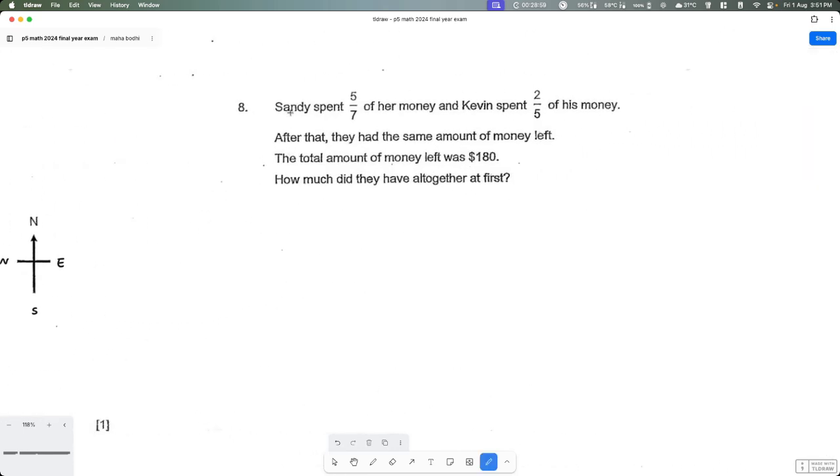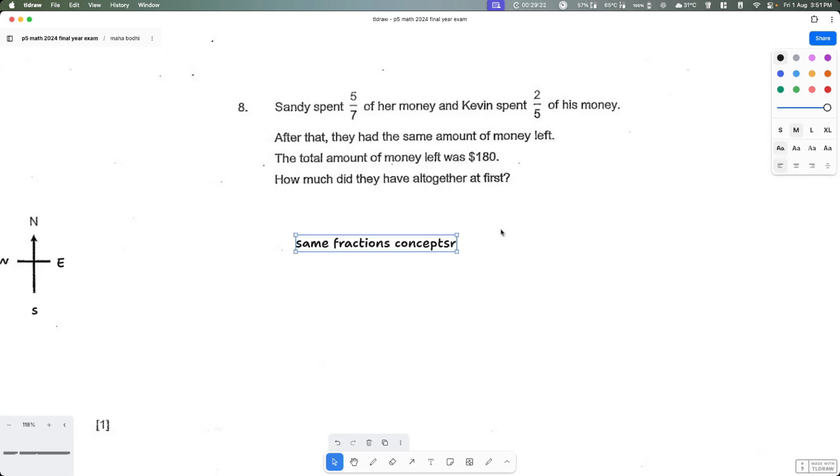Question 8 says Sandy spent 5/7 of her money and Kevin spent 2/5 of his money. After that, they had the same amount of money left. The total amount of money left was $180. How much did they have altogether? First, we know there are fractions and we know that at the end they have the same amount. So this is what we call the same fraction concept.